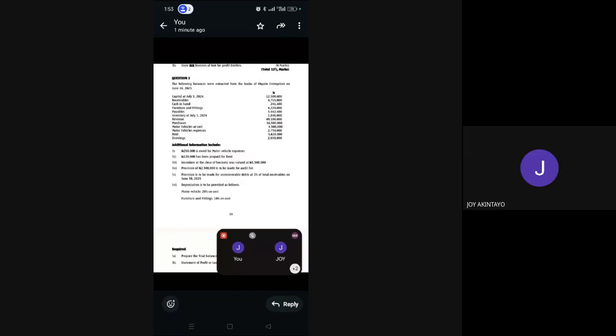So receivable will always be an asset. So we are putting this under the debit side, and it is an asset, and we post it under the what? Under the debit side.